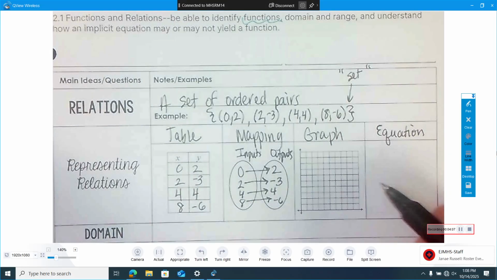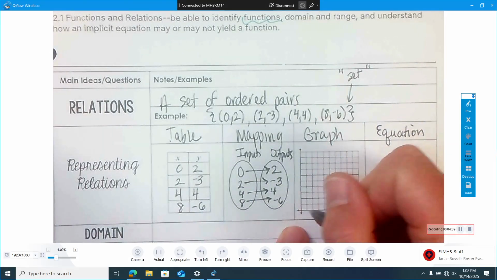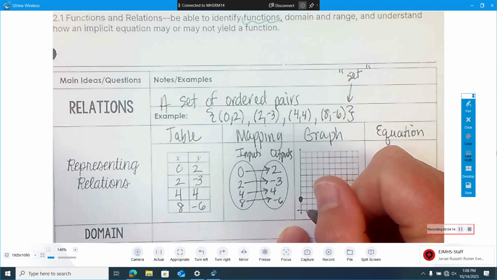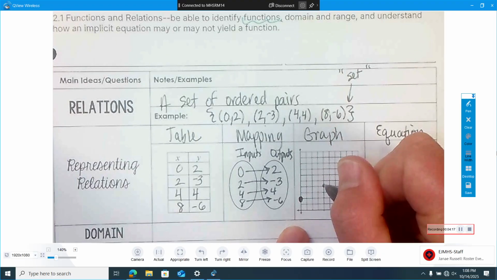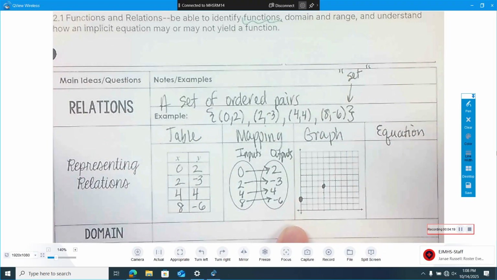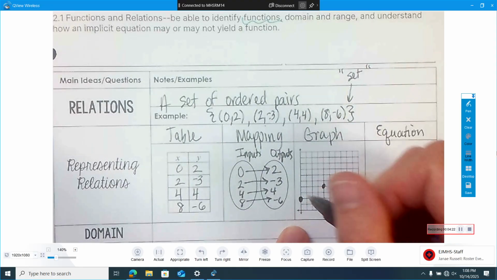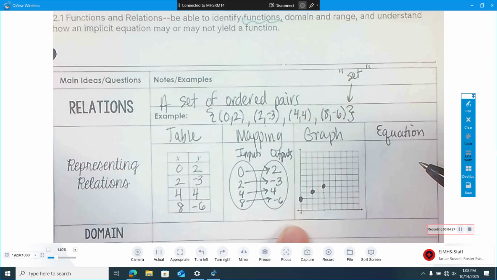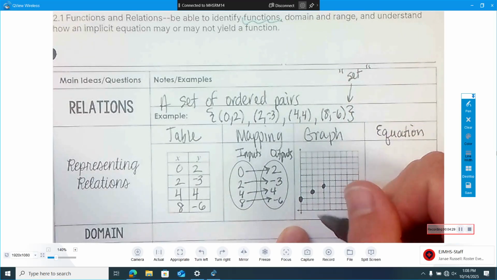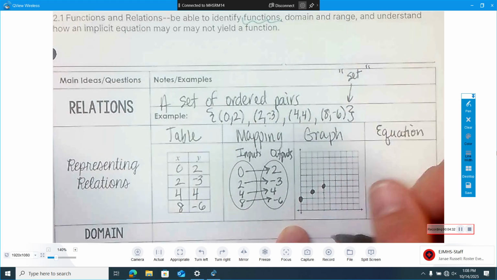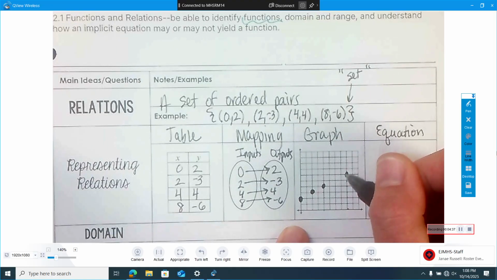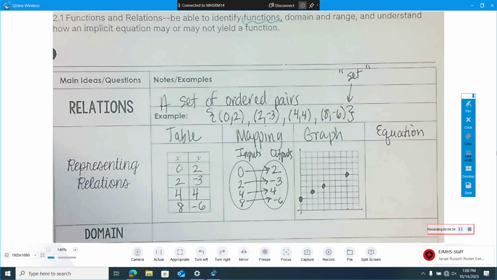I obviously can't graph all of these, but again, I could graph a set of ordered pairs. I could graph (0, 2). There's (0, 2). I can graph (4, 4), 1, 2, 3, 4, 1, 2, 3, 4. I don't have negatives in this graph, so I'm just going to graph (2, 3) and (8, 6), just because. I'm not graphing these exactly, I'm just graphing other things. So there we go. There I have a graphical representation.